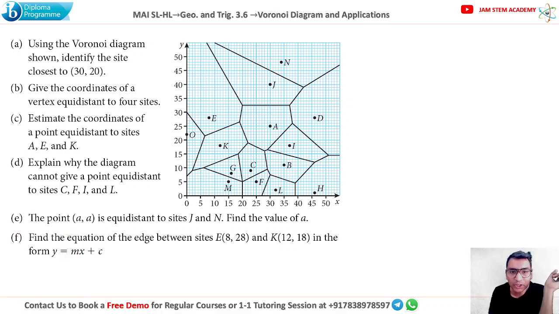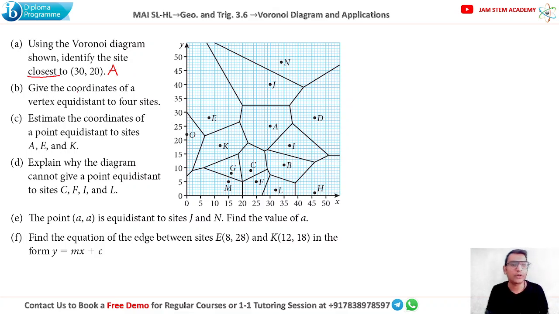So go to point (30, 20), right? Along X travel 30 distance, along Y travel 20 distance. So here is 30 and here it is 20. Yes, you can see it is lying in the cell of site A. So what's the answer? Yes, option A. Site A is the answer. That is the closest site to that point.